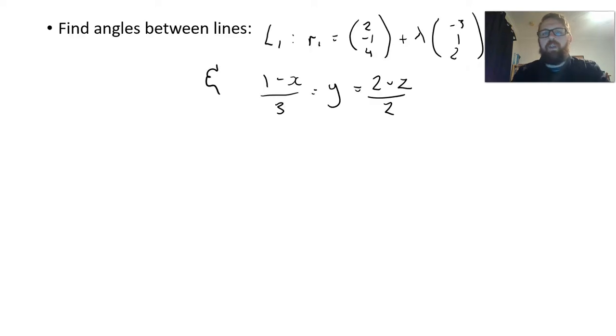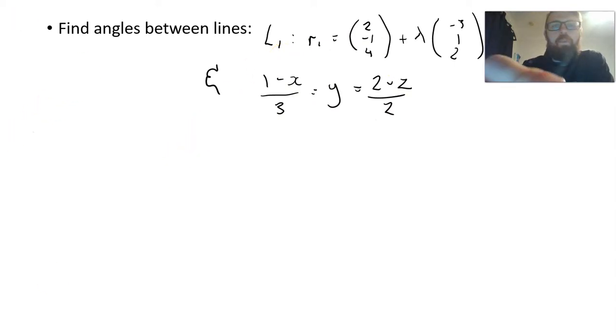So what we've got here is we've been asked to find the angles between lines L1 and L2. L1 is going through this point here, to -1, 4, and it's got the direction vector, remember that, -3, 1, and 2. And the other one we've written in our Cartesian form. So we want to find the angles between these lines.